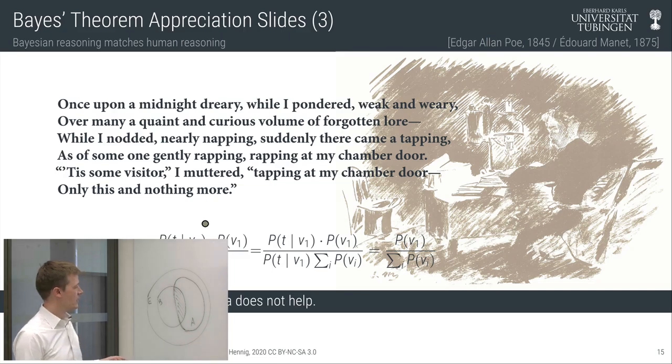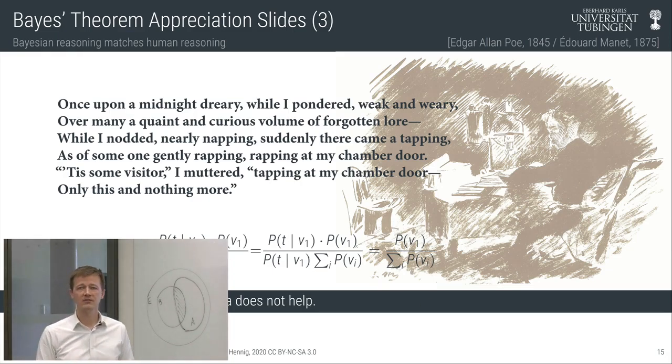So if your likelihood is uniform, so if the probability for tapping, given that it's a visitor, is actually the same for all possible terms in the evidence, then you can take that number outside of this sum down here, and it cancels out, and your posterior probability is going to be equal to the prior probability. Which maybe is not so surprising, because if someone knocks on your door, you don't know who it is, right?